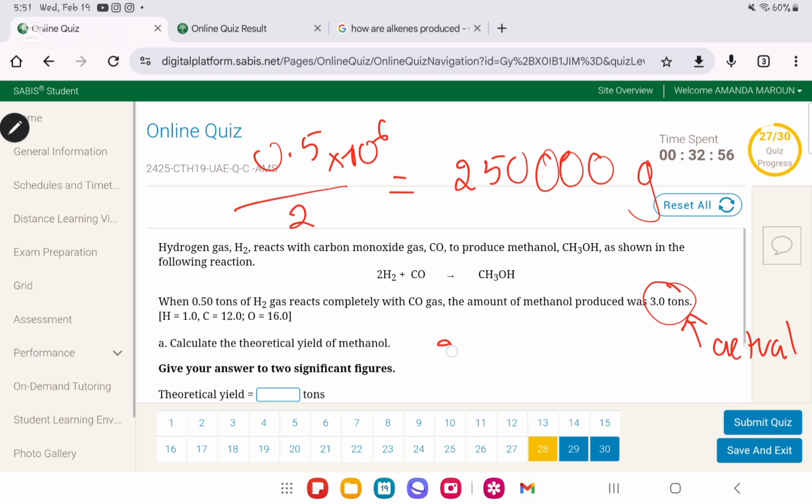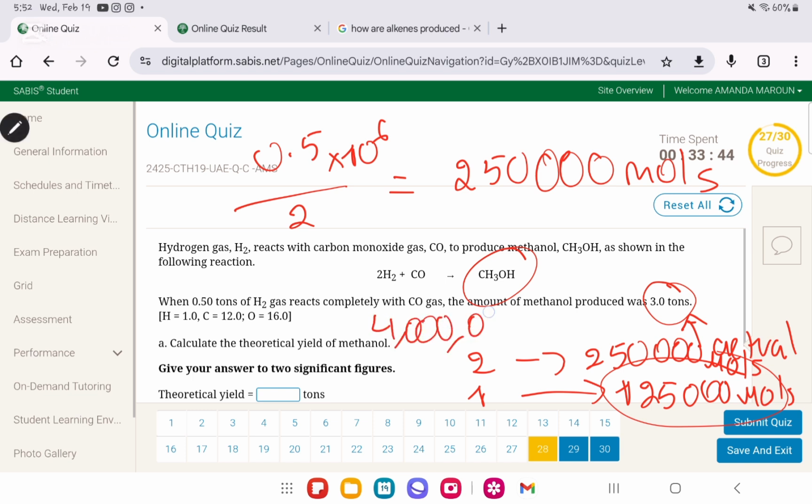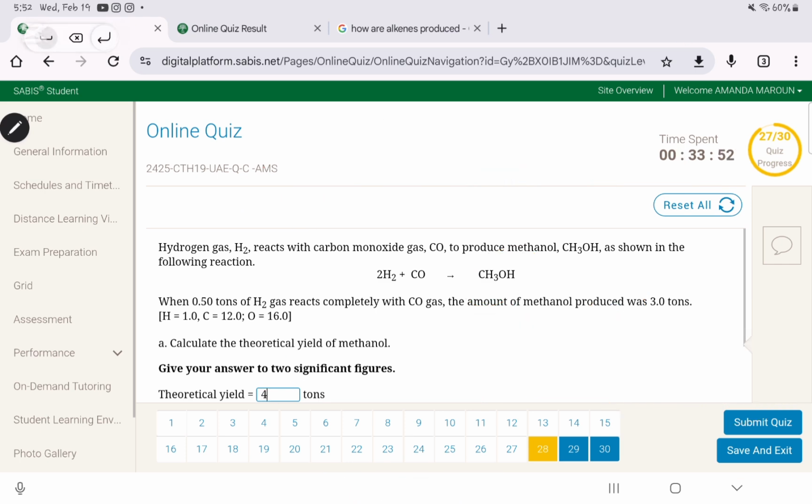Not grams, my bad, moles, so 250,000 moles. If 2 moles became 250,000 moles, how much will 1 mole become? You just do cross multiplication and you're gonna get 125,000 moles. Now you're gonna multiply this number of moles, 125,000, by the molar mass of CH3OH. So it's gonna be 12 plus 3 plus 16 plus 1, so you are gonna get 4 million grams, which if you change it to tons, is 4 tons. So to two significant figures, it is 4.0 tons.